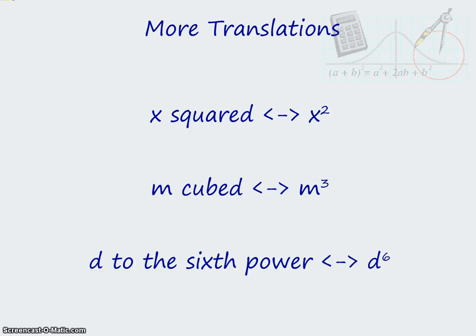Okay, now we have some more translations with exponents. If it says x squared, you have an x with an exponent of 2, m cubed, m with an exponent of 3, d to the 6th power, and you're going to have a d with a little exponent of 6. So in the next video, you're going to use all these translations and put them into action by translating word sentences into your math expressions. Good luck!